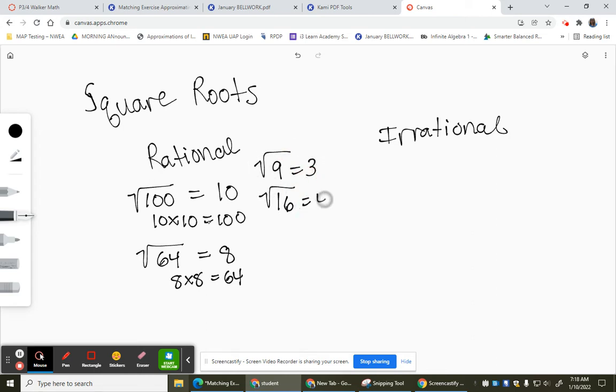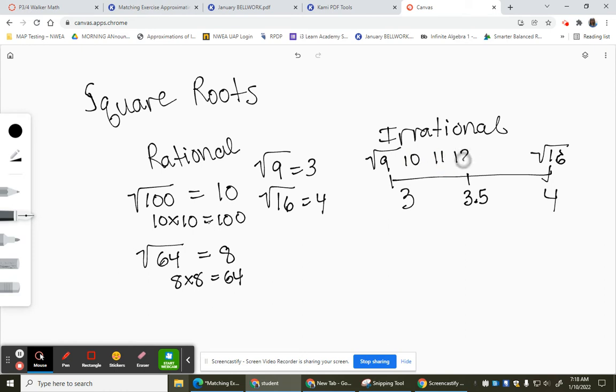3 and 4. That means that anything that's between 9 and 16 on a square root falls between 3 and 4 on a number line. Based off of our spacing, we can estimate where this will be on a number line. I have 10, 11, 12, 13, 14, and 15, which are all imperfect square roots between 9 and 16. Ergo, I can estimate where they are based off of how close they are.